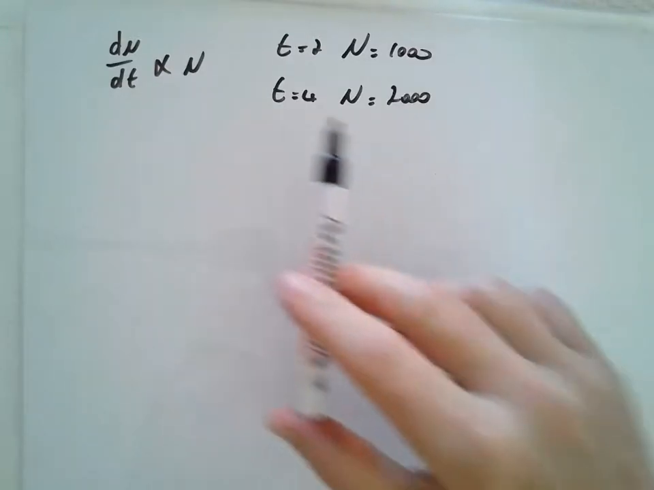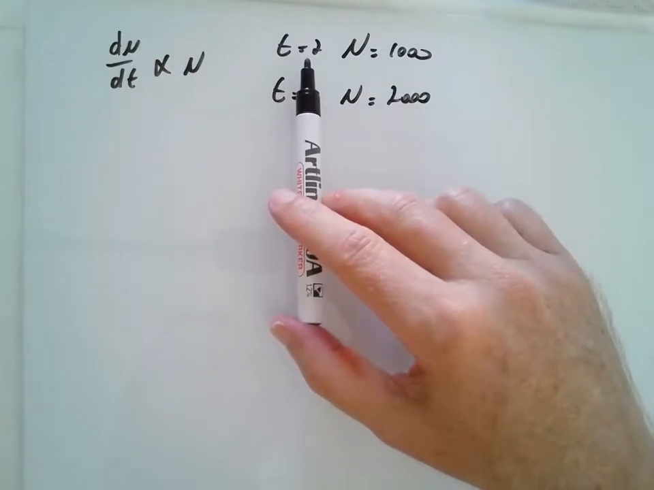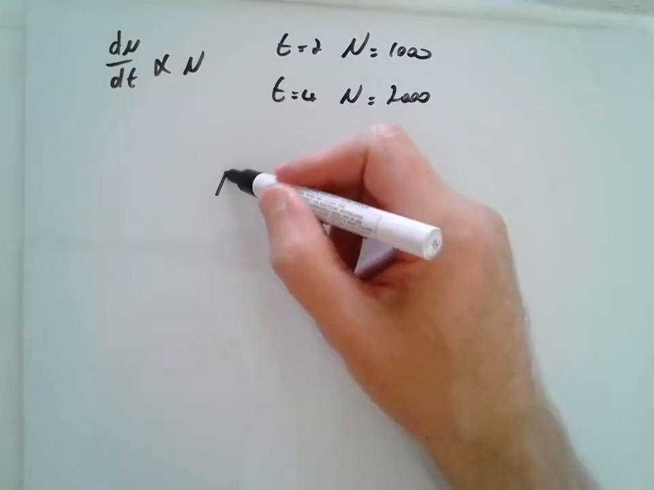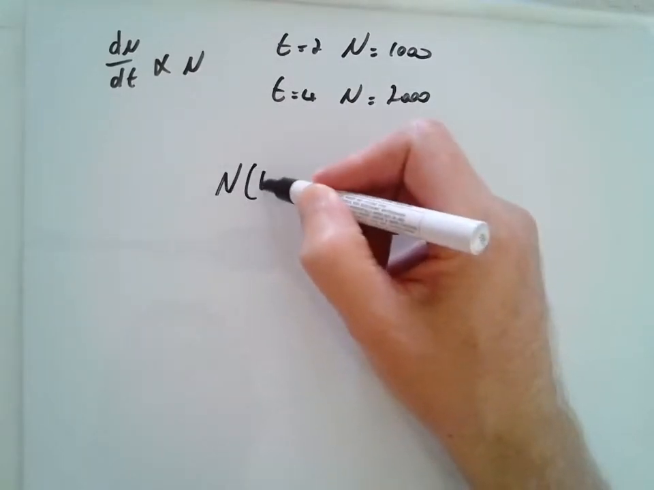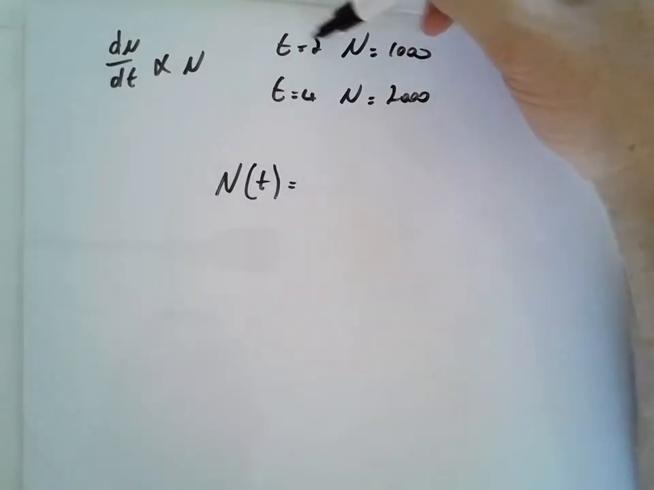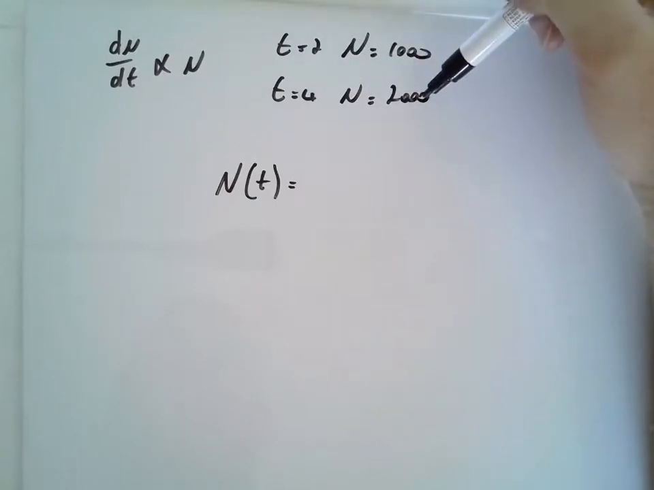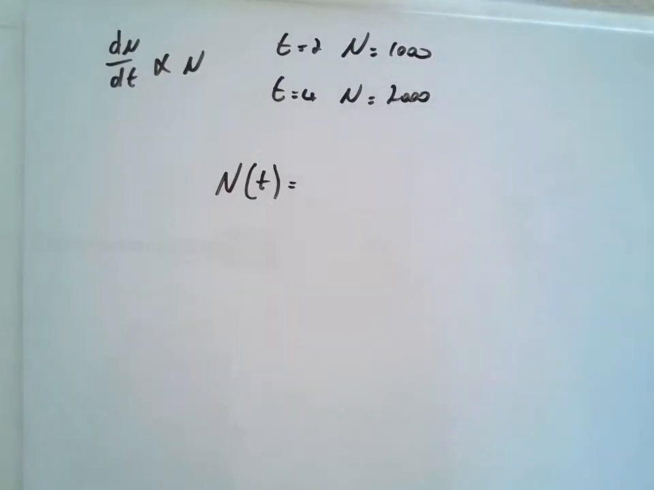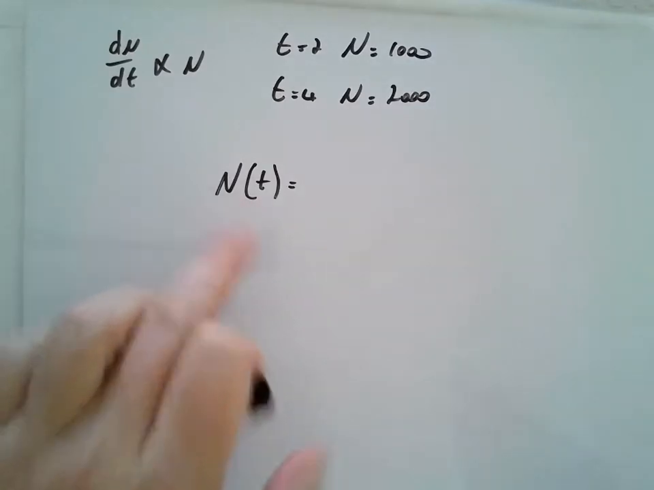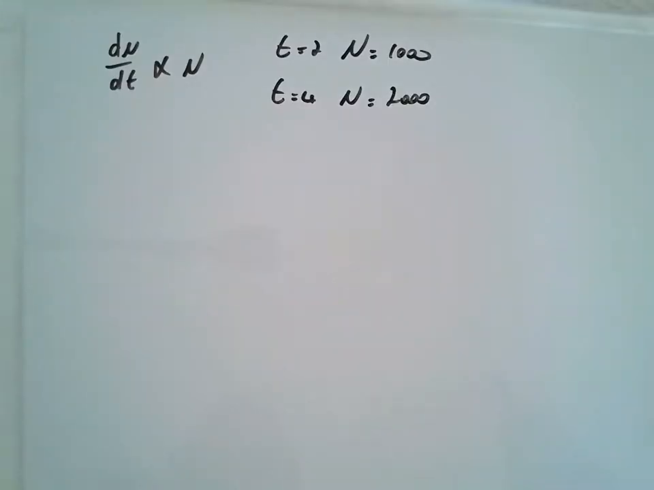So this question is asking us to find the function that describes the number of cells after any time t. And we're given that after 2 minutes there's 1,000 cells, and after 4 minutes there's 2,000 cells, something like that. Anyway, so we can't just go straight to that.